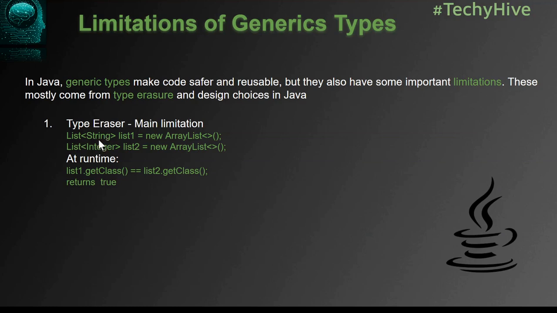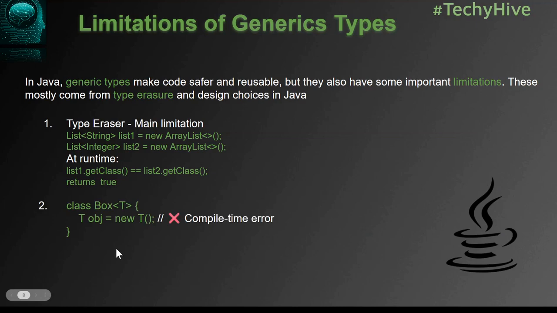So here, String will be converted to Object, and Integer will also be converted to Object. And at runtime, the class of list one and list two would be the same. So it's very difficult to find out which list is for String and which list is for Integer. So type erasure is the main limitation of generics.